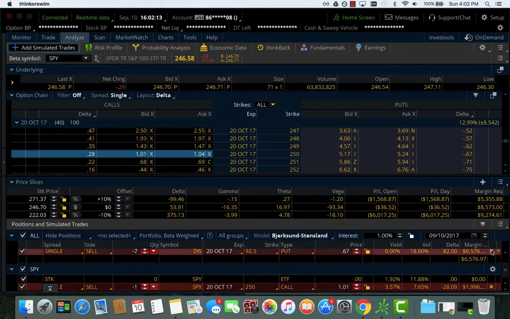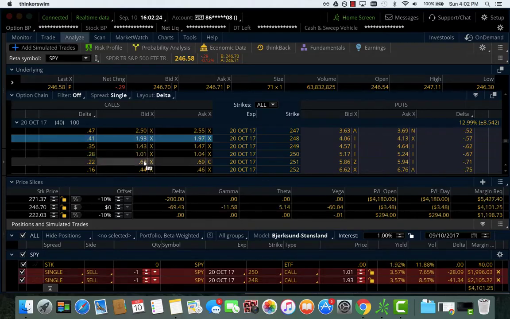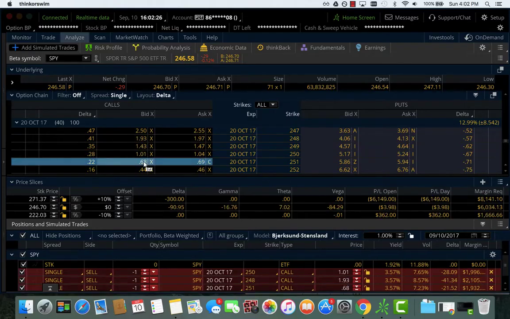And so that's for specific positions. And then what we have is for total portfolio. So let's say in SPY, we're long this call, we're short this call, we're short this call. So now we're down 90 deltas. But let's say you don't really ever want more than 50 short deltas.